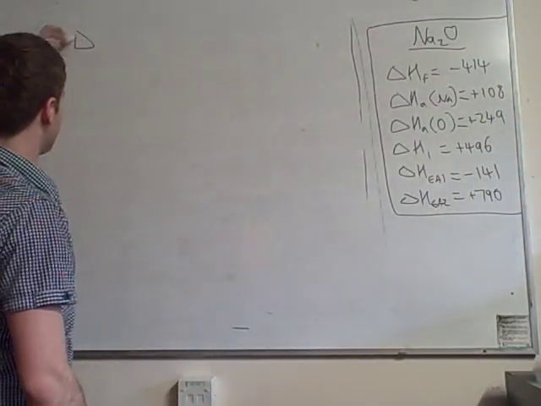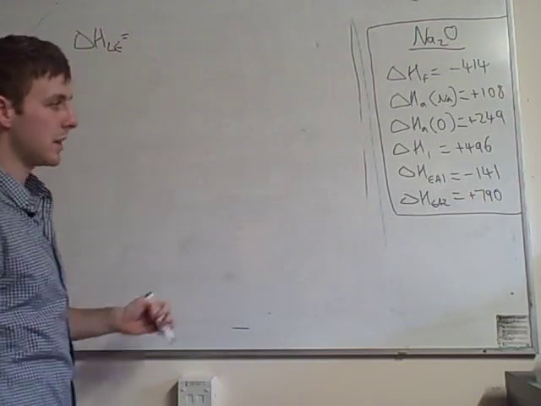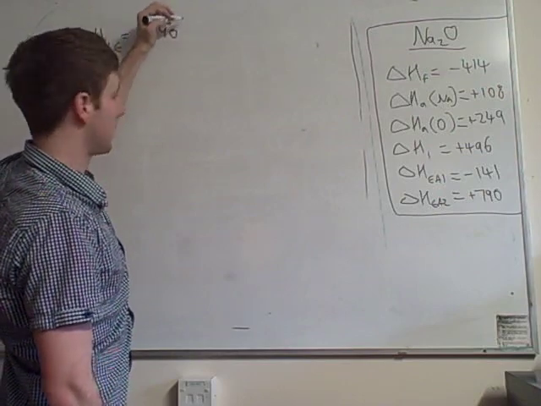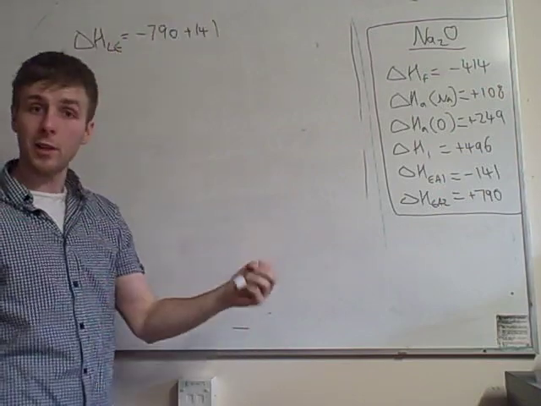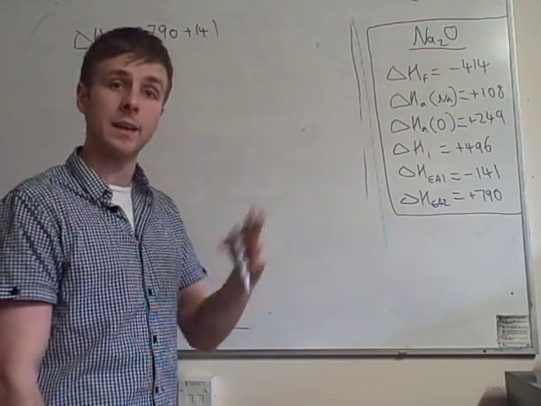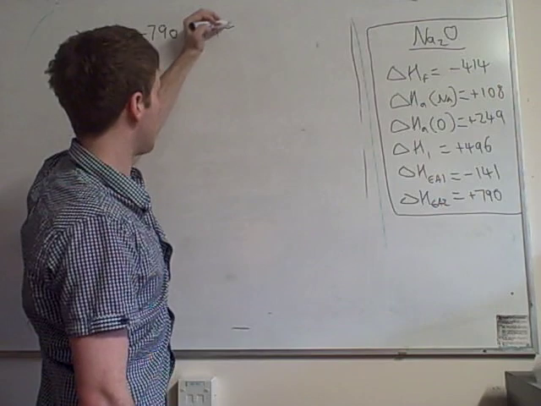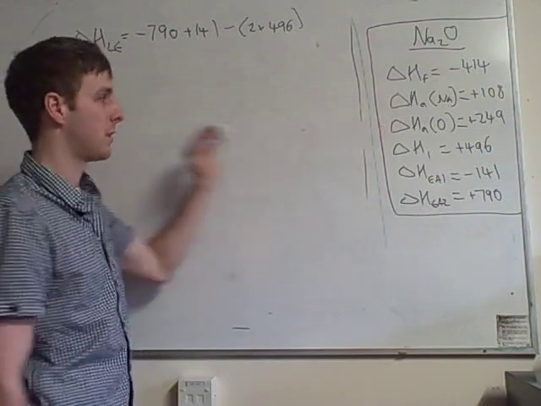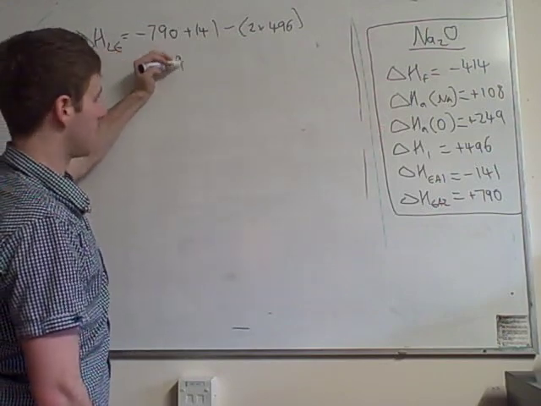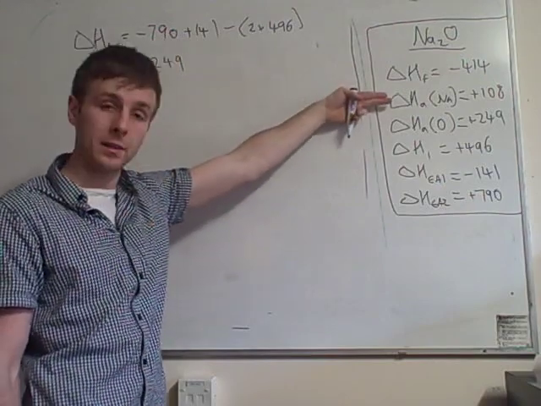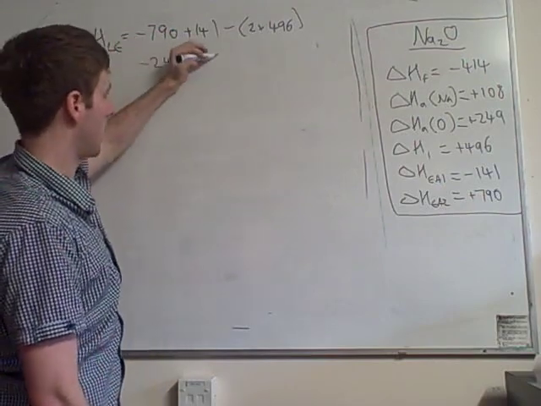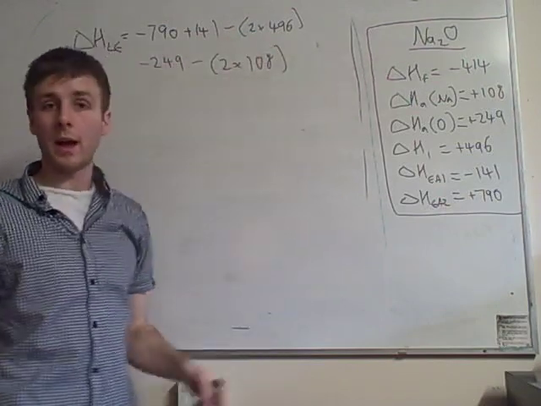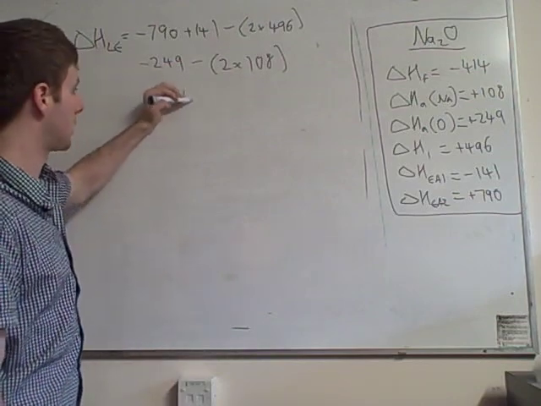My lattice enthalpy is going to equal, flip the sign on both my electron affinities, so minus 790 plus 141, flip the sign on my ionization, and don't forget I need to times that by 2, so that's minus 2 times 496, flip the sign on my atomization of oxygen, so that's minus 249, and flip the sign on the other one, don't forget that's sodium, so we need to times that by 2, so that's minus 2 times 108, and I needed to keep the same sign on my enthalpy change of formation, so that's minus 414.